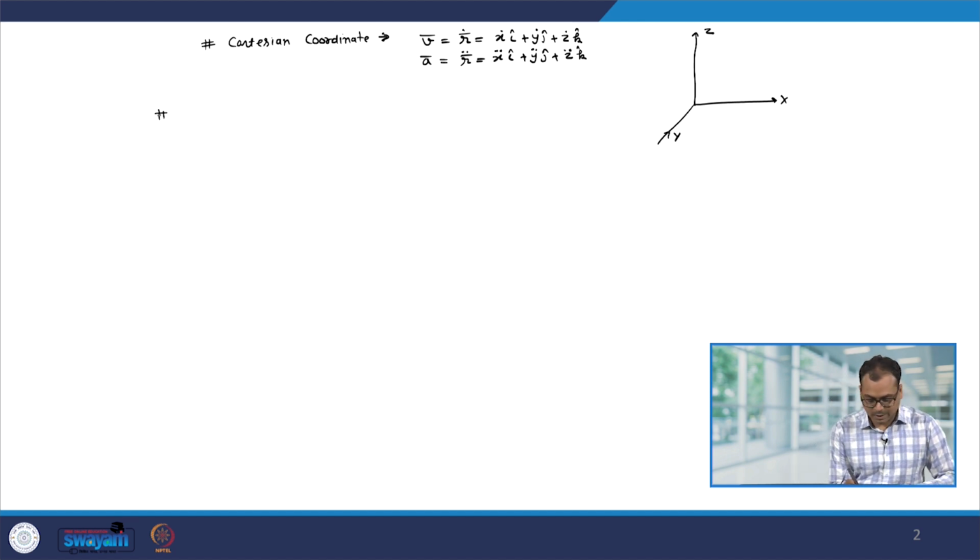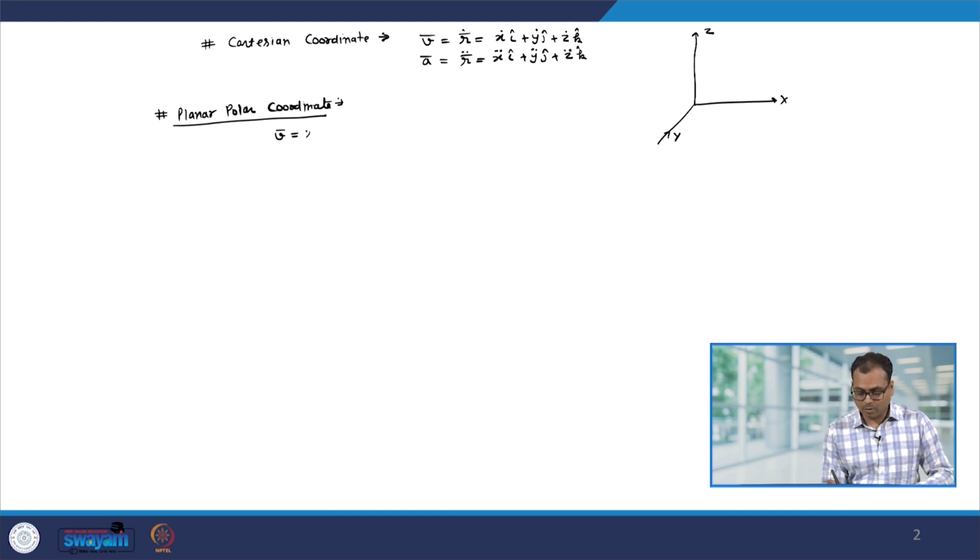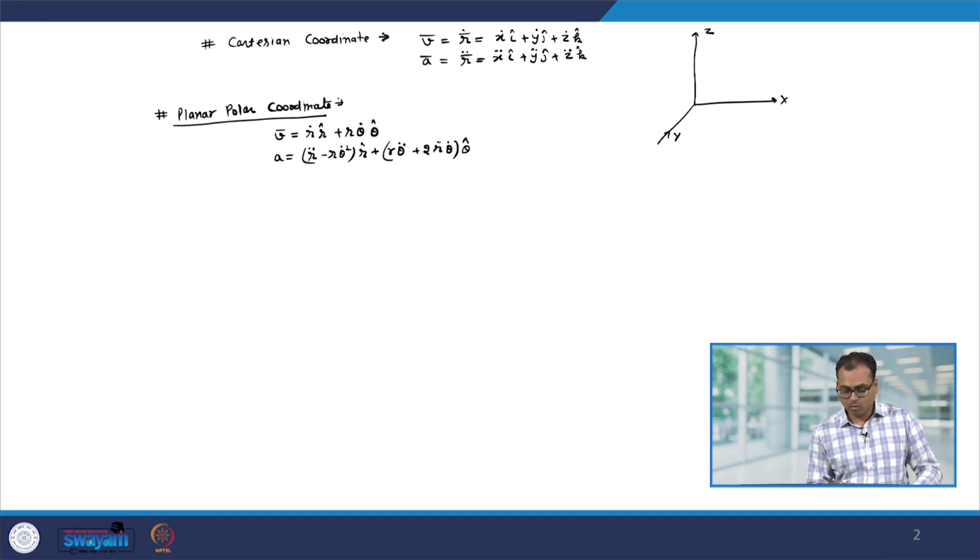In planar polar coordinates, we have the velocity vector v equal to r dot r cap plus r theta dot theta cap, and the acceleration a was r double dot minus r theta dot square r cap plus r theta double dot plus 2 r dot theta dot theta cap, wherein the coefficient of r cap is the velocity and acceleration in the radial direction and the coefficient of theta cap is the velocity and acceleration in the theta cap direction.